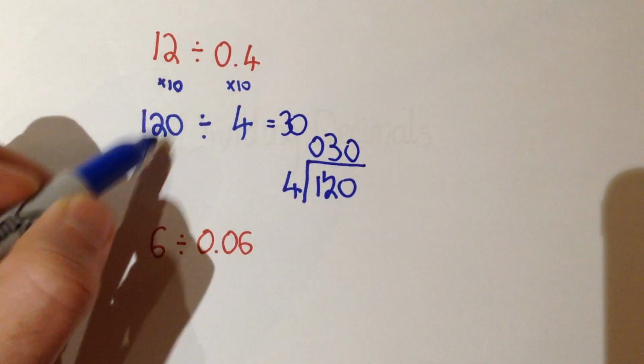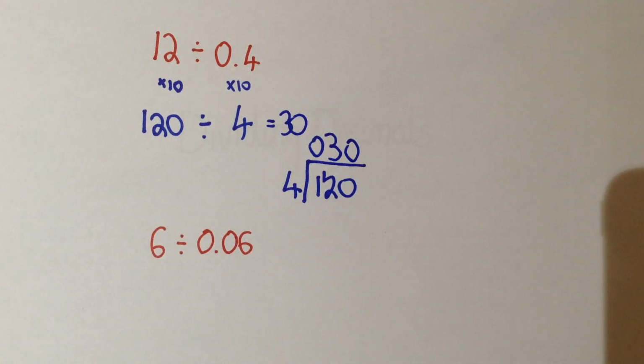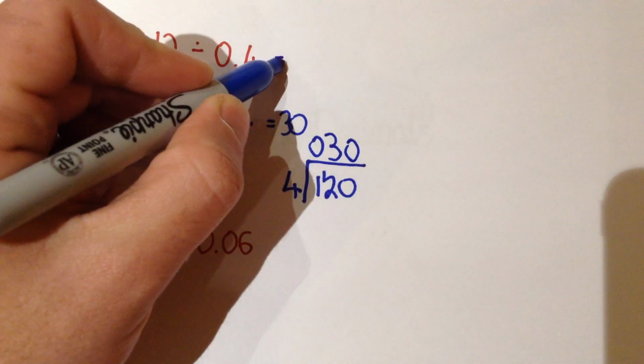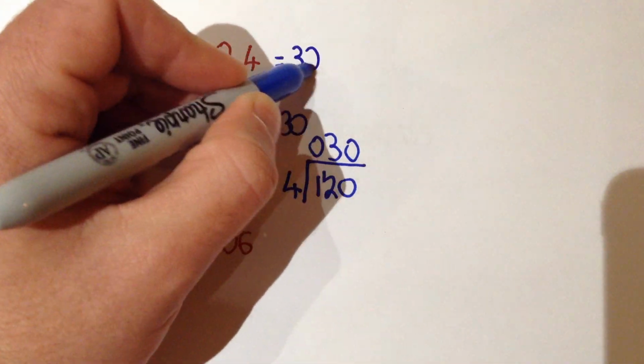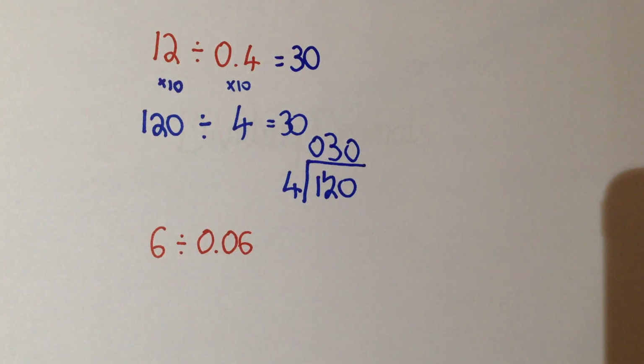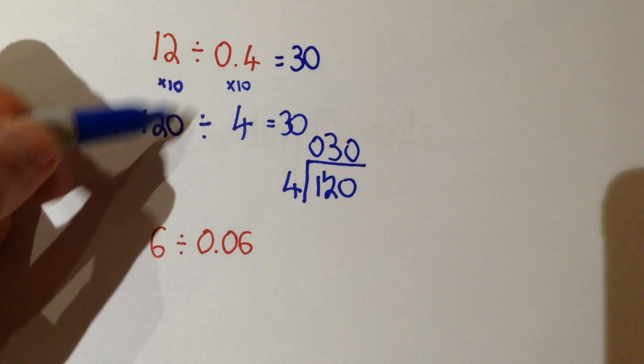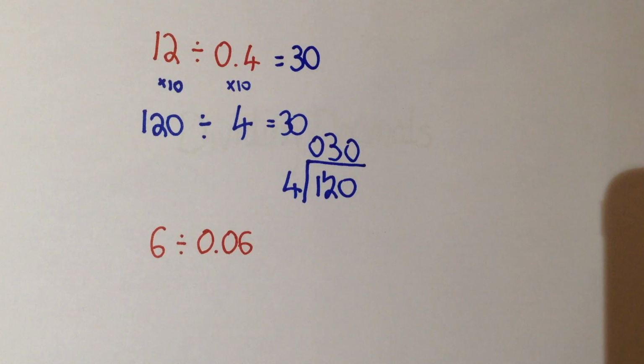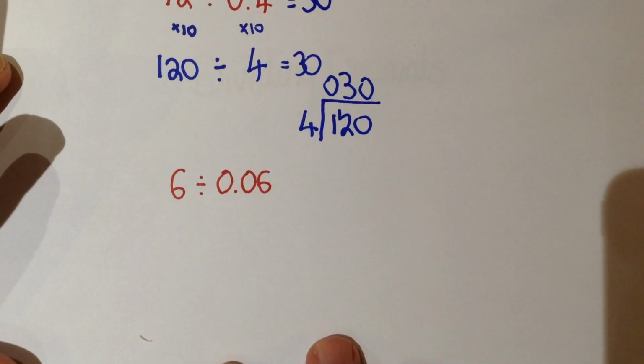Now, because we have multiplied both of these by 10, we've changed them in the exact same proportion. So in fact, nice and easily, the answer to this question is also 30. So as long as you multiply both numbers by the same thing, you don't have to change the answer at the end for divide.